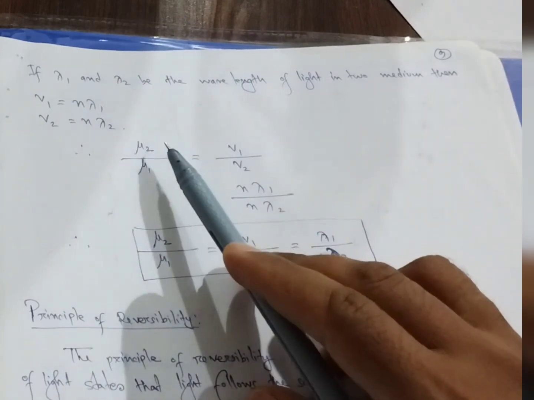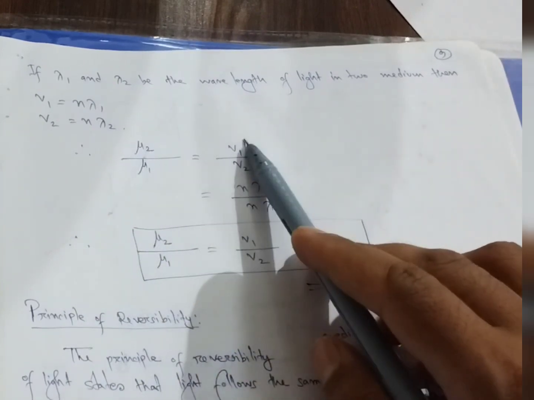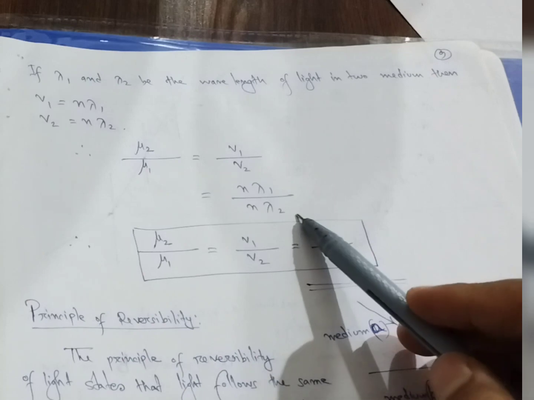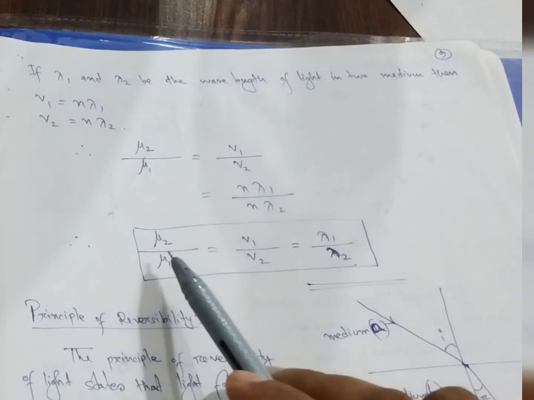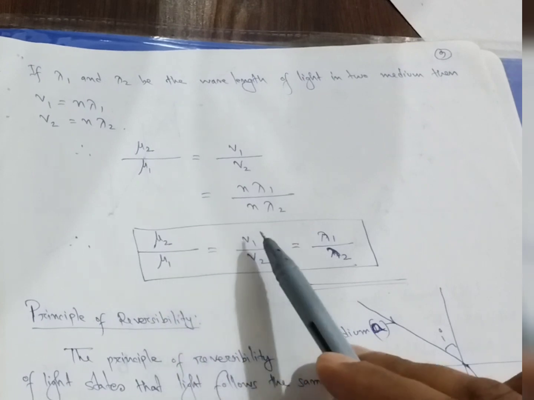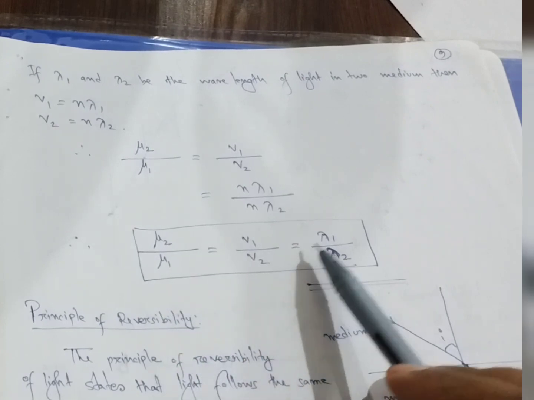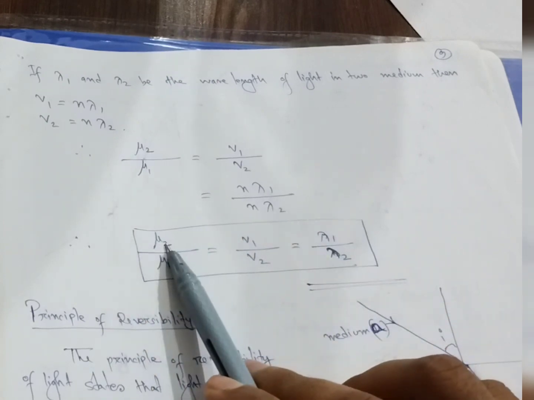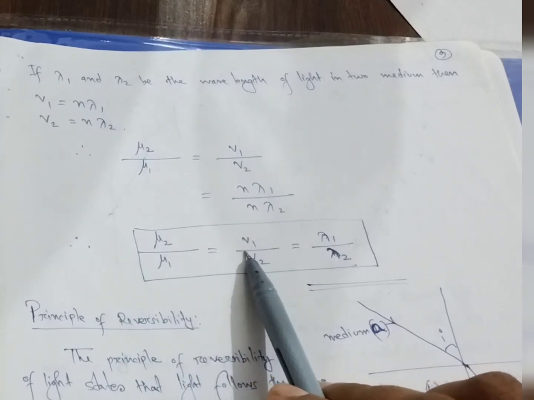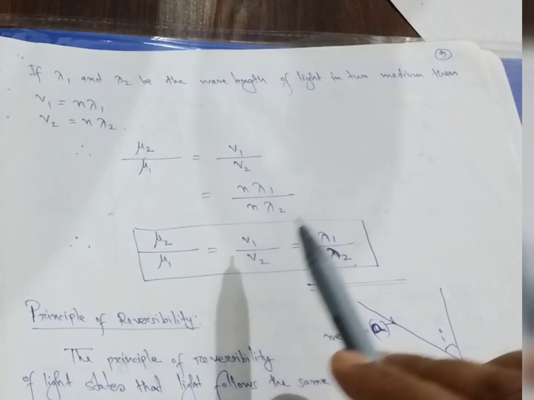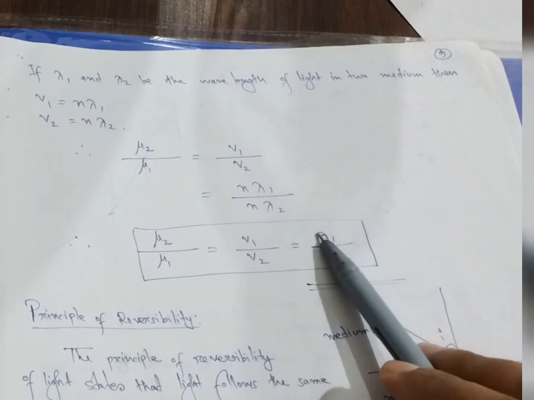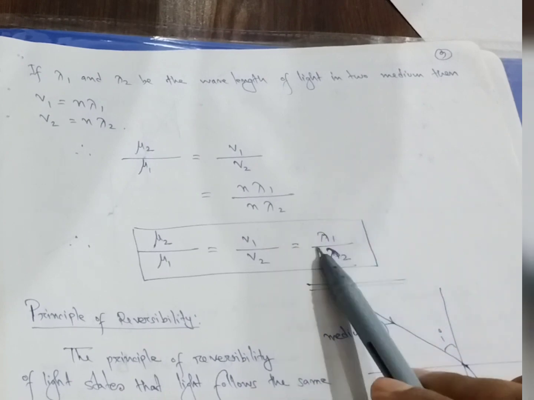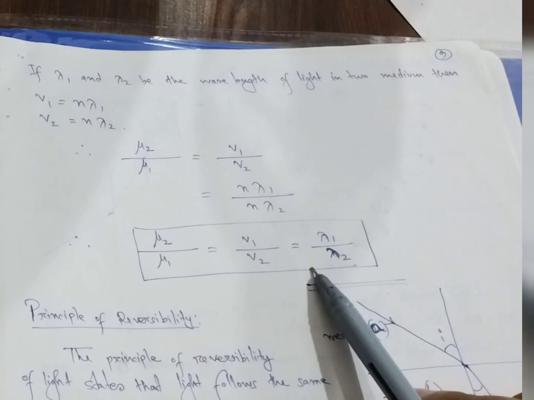So then mu2 divided by mu1 is equal to v1 by v2, so with n lambda1 in place of v1 and n lambda2 in place of v2, n cancels out. So we get mu2 divided by mu1 is equal to v1 divided by v2 and is equal to lambda1 divided by lambda2. So this is the relation of refractive index with respect to speed of light in different media and wavelength of light in different media. So this is the last topic of today's discussion.